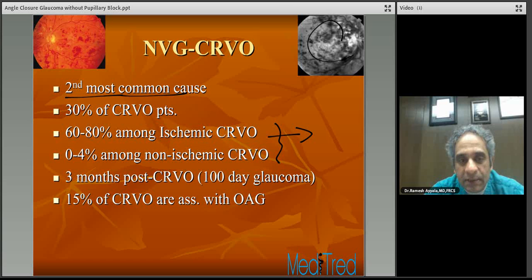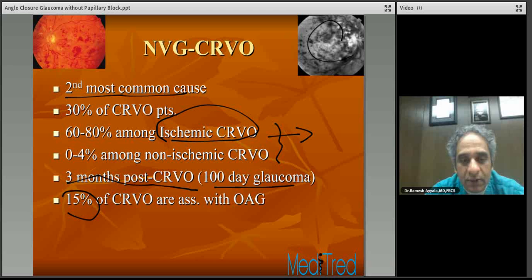If the patient has ischemic CRVO, then most retinal surgeons, I think, proceed with PRP or panretinal photocoagulation in combination with one of those anti-VEGF medications nowadays. Typically in a non-treated eye, especially in ischemic CRVO, 3 months after the event, you will see neovascular glaucoma development, and that's the reason why it's called 100-day glaucoma. Now, also remember one other fact: 15% of central retinal vein occlusion patients are associated with open-angle glaucoma, and this is typically visible in the other eye, the uninvolved eye.